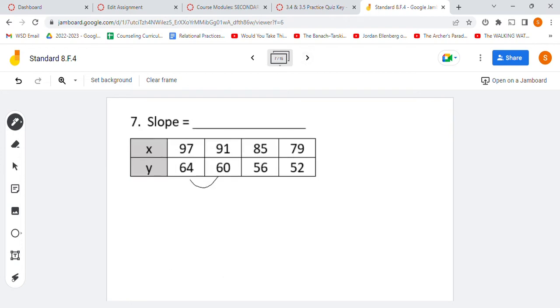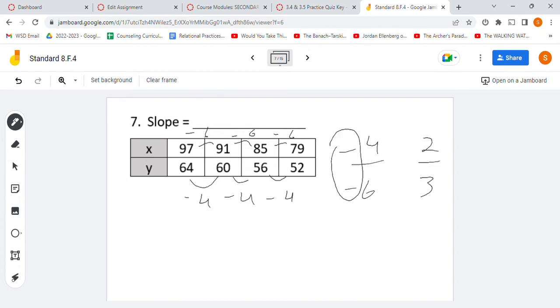On this next one, we have a pattern of negative 4. We're going down by 4 for each of these, and our x values go down by 6, down by 6, down by 6. So our rise and our run will be negative 4 for our rise, negative 6 for our run. This simplifies. 2 goes into both 4 and 6. That will go into 4 2 times and 6 3 times. And a negative divided by negative ends up being positive. So I'm going to write it this way as positive 2/3.